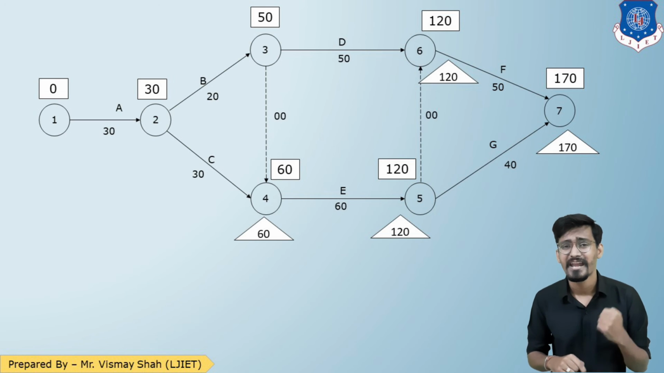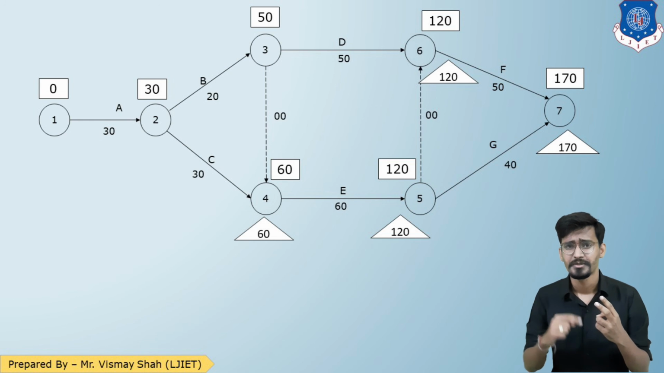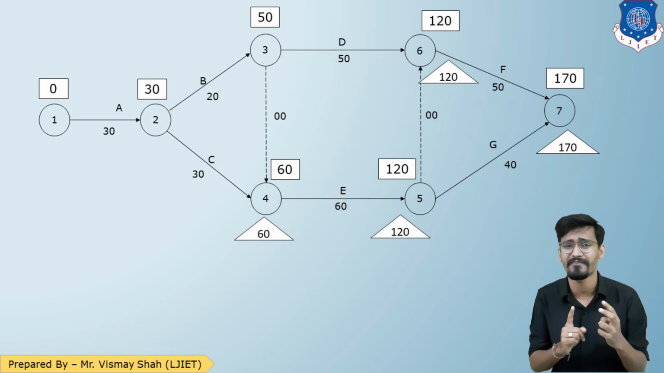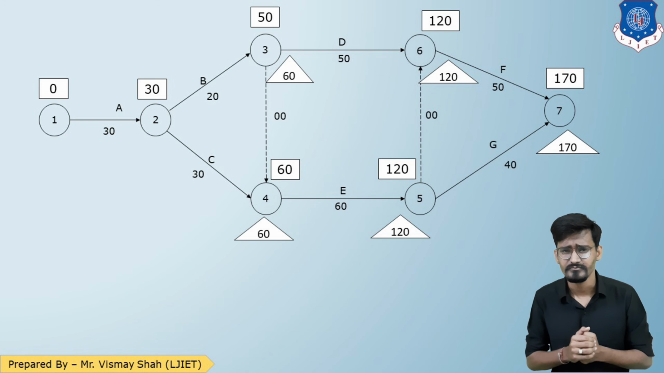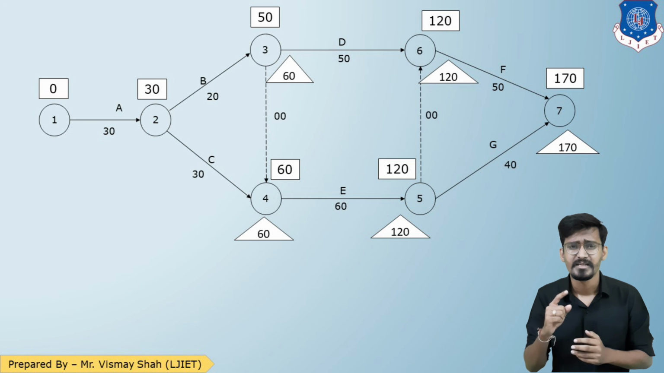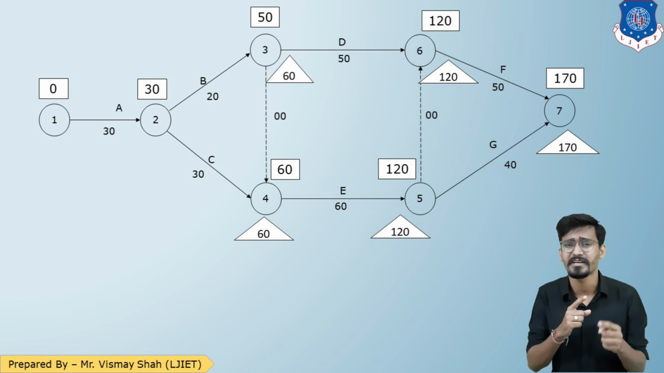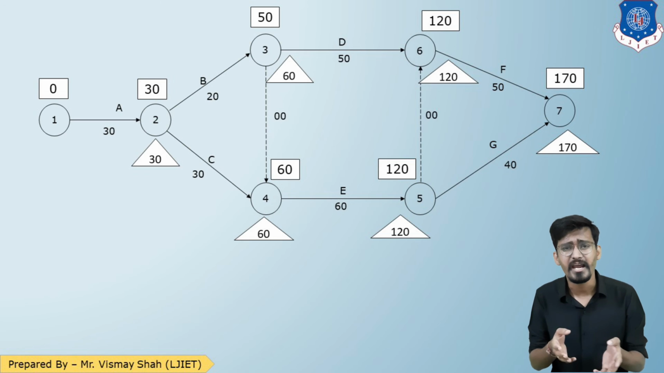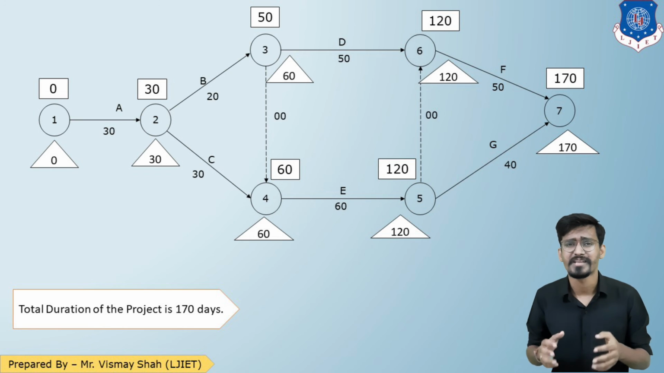So I'll get 60. Now for event 3, there are two ways, 4 to 3, 6 to 3. So if I go from 6 to 3, 120 minus 50, 70. 60 minus 0, 60. So 60 or 70, minimum is 60. Now for event 2, 70 minus 30, 40. 60 minus 30, 30. So 40 or 30, 30. And now 30 minus 30, 0. So that is how forward and backward has been calculated. So we got a total duration of the project, that is 170 days.